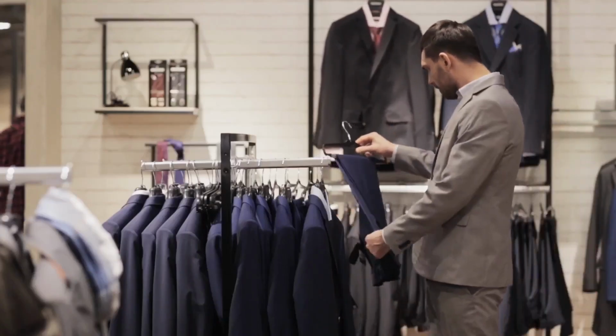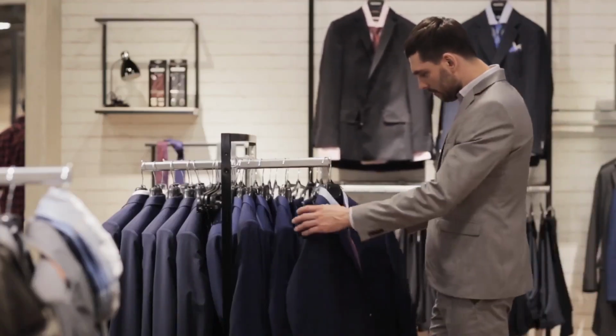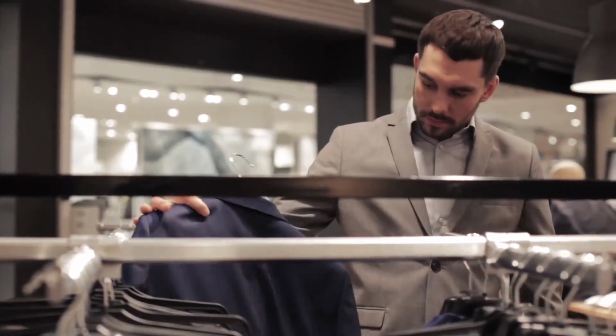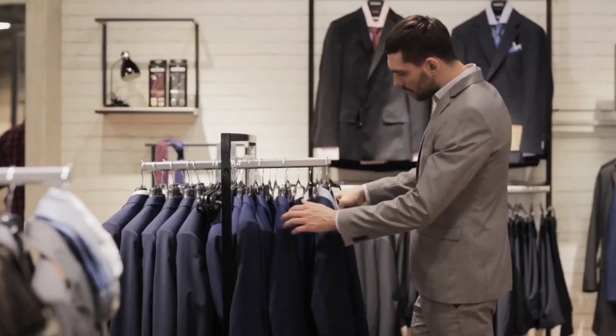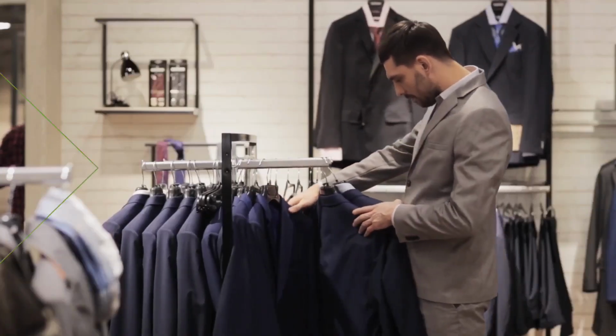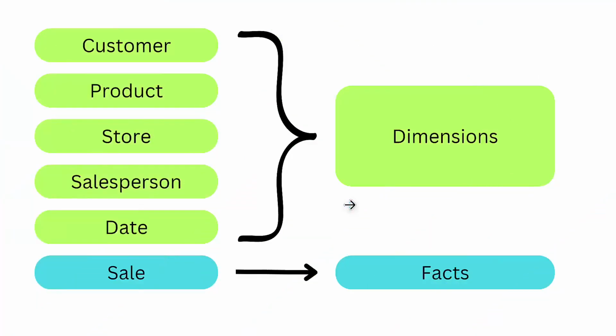I'll go to the store, find a salesperson, browse for the suit I want and try it on, then make a decision, maybe get it marked up for tailoring, and then I'll pay the salesperson for the suit. In this process, there are several things I'm going to make note of, which I will refer to as entities. The first entity is me, the customer. Then there's the product I want to buy. Then there's the store that sells the product, the salesperson who sold me the product, and the day on which I bought the product. In the world of dimensional modeling, these entities are known as dimensions.